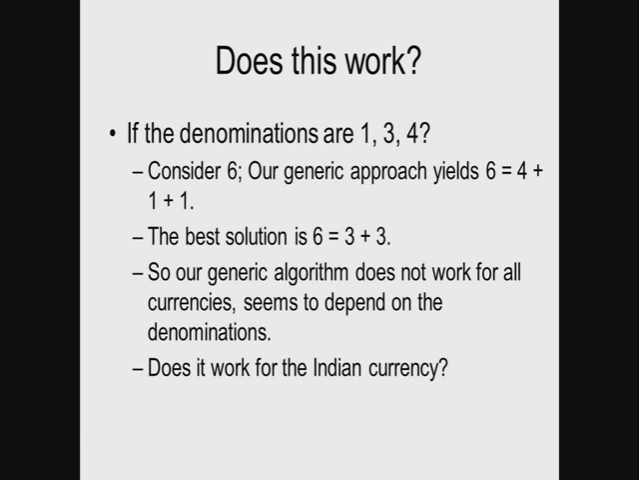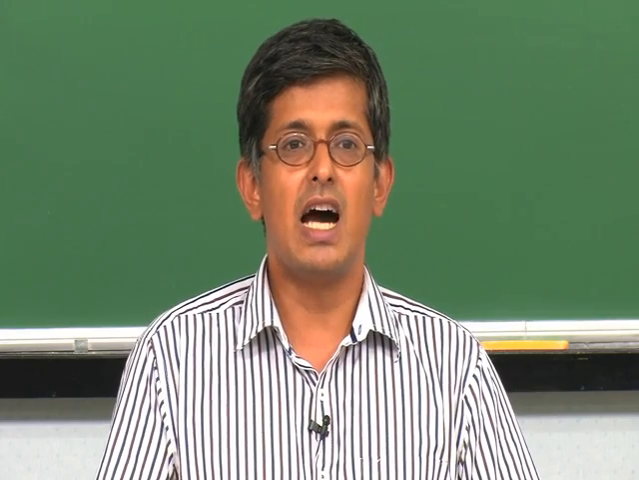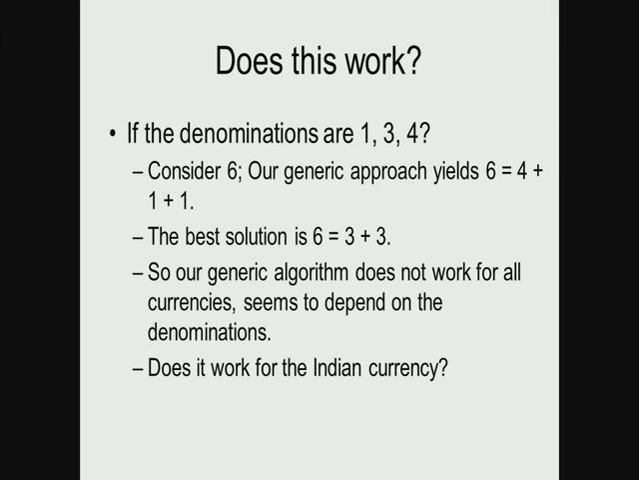Observe that we did our exercise with the Indian currency with a fixed set of denominations. Let us imagine whether this approach will work for any arbitrary set of denominations in some currency. Let us assume that there is a country with a currency whose denominations are 1, 3 and 4 respectively, and there is no other denomination. Would our natural generic approach yield the optimum solution?